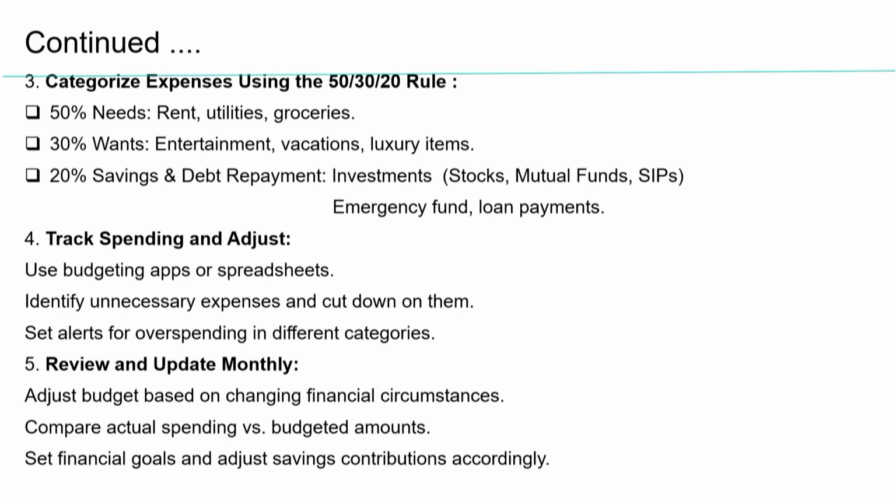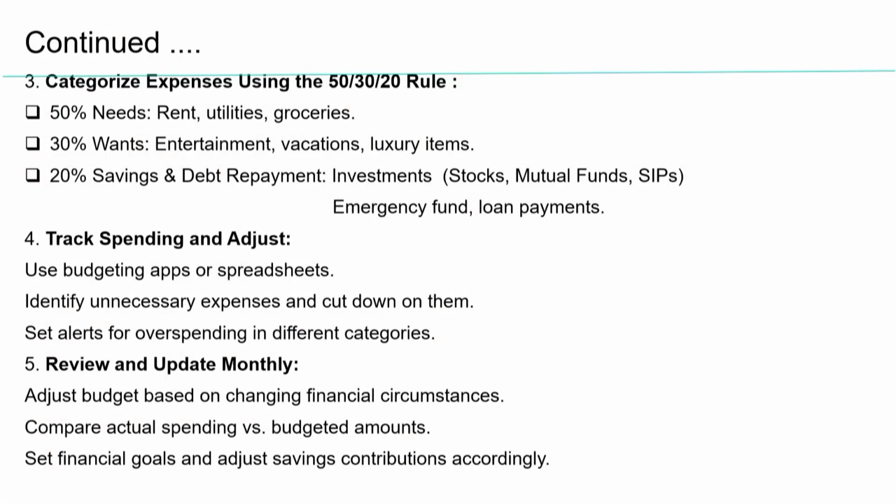We also need to compare our actual spending with the budgeted amounts, so as to understand whether we are meeting our targets or not, so that next time when we prepare the budget, we will prepare more realistic budgets. So we need to set financial goals and adjust our savings contributions accordingly to have financial soundness and financial well-being.